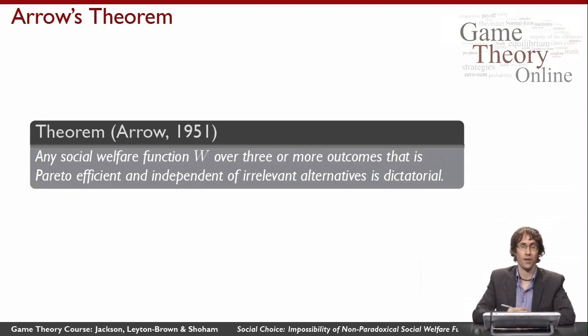Since we can't possibly live with a dictatorial social welfare function, what that really means is that we have to give up either Pareto efficiency or independence of irrelevant alternatives. And that's pretty bad news because these are both pretty natural things.